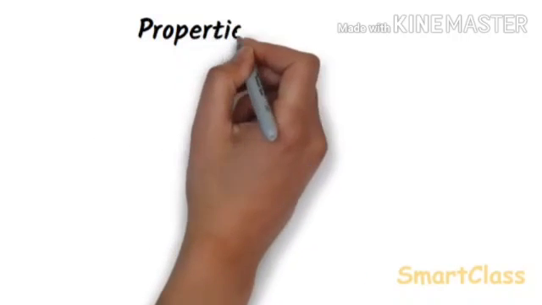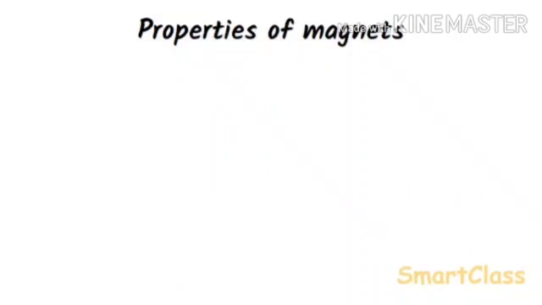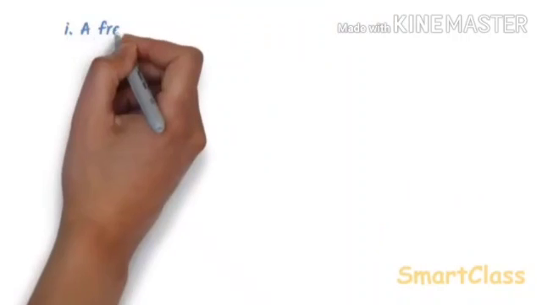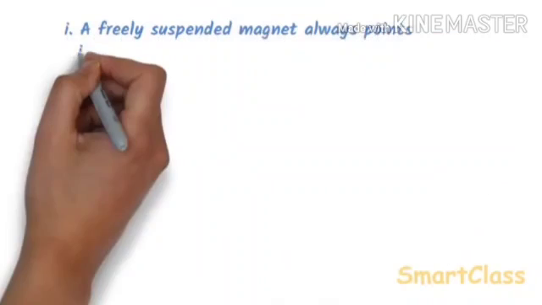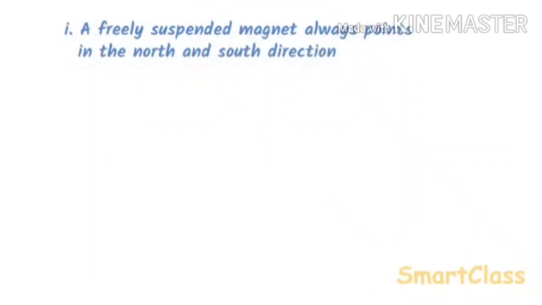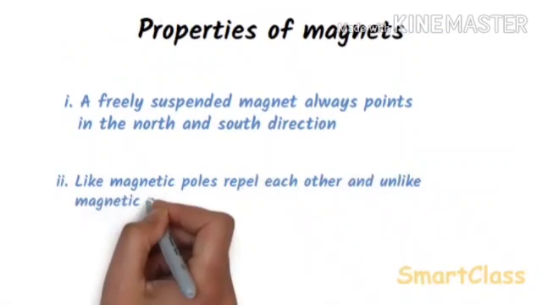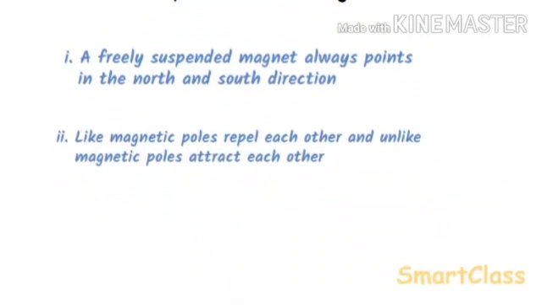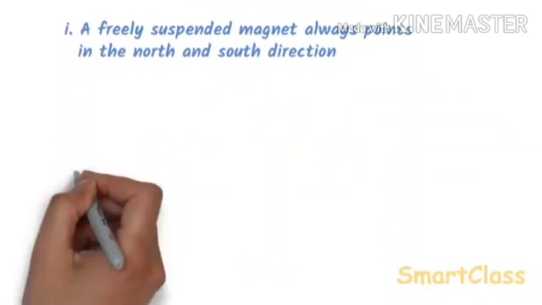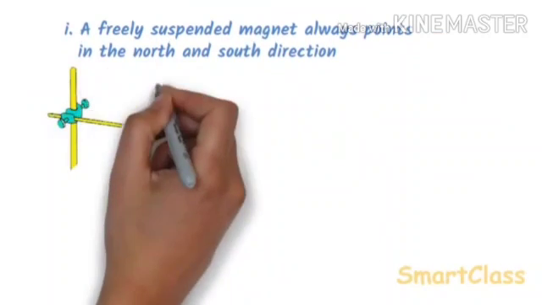Let us now understand the properties of a magnet. The two most important properties of a magnet are: a freely suspended magnet always points in the north and south direction, and like magnetic poles repel each other, and unlike magnetic poles attract each other. Freely suspended magnet always points in the north and south direction.